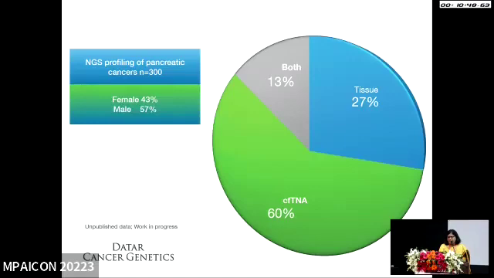There were 300 patients. Females were 43% and males 57%. Now we did not have both for all the cases. This was not a trial, it was just sequential patient samples which were coming in. So both were available only in 13% of these patients. Tissue sequencing for pancreatic cancers was done in 27% of patients. Only liquid biopsy was done in 60%. And mind you, all of these were either in the metastatic setting or at the time of progression. These were not therapy naive.